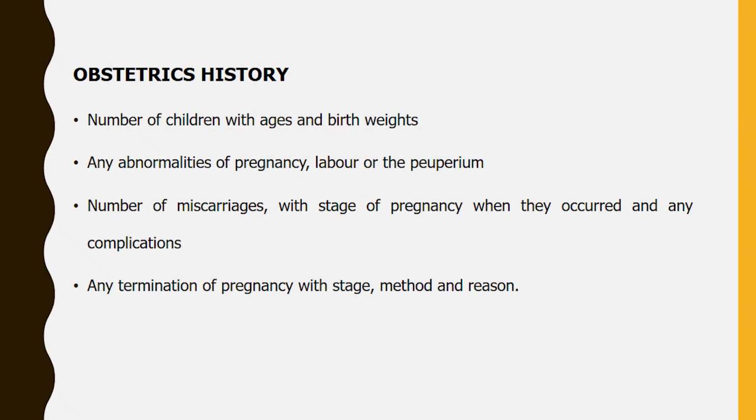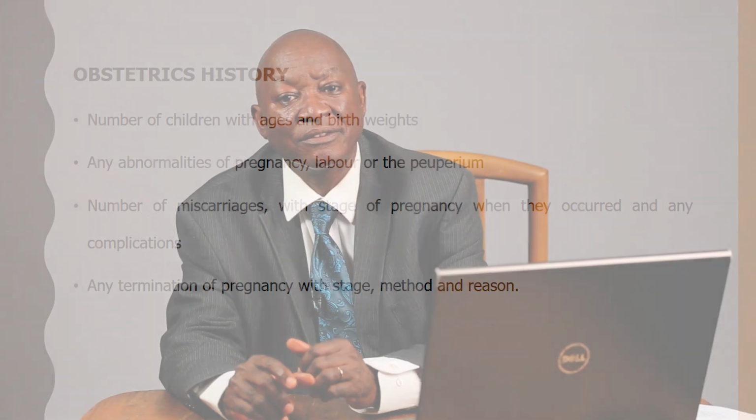It's also important that we know the number of miscarriages when we are taking obstetric history, and the stages at which these miscarriages occur, very important, or any other complications that may arise. And if there is any termination of pregnancy, like spontaneous abortion or inevitable abortion, we need to know the particular gestational age at which they occur.